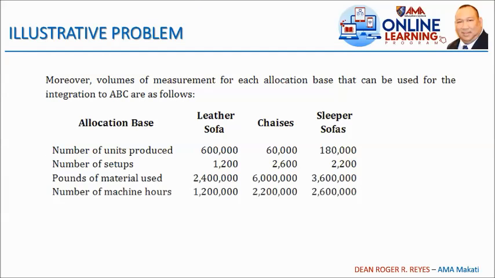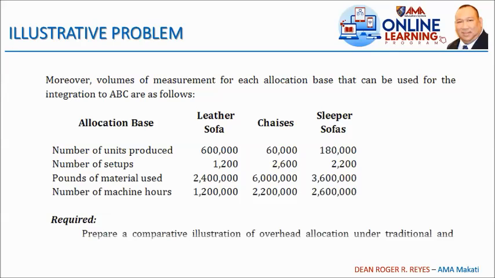Moreover, volume of measurements for each allocation base that can be used for integration. So, ito na nga yun. So, ang required, prepare a comparative illustration of overhead allocation under traditional and activity-based costing. So ang gagawin natin, i-compare natin kung ano ba ang allocation under traditional and activity-based costing.